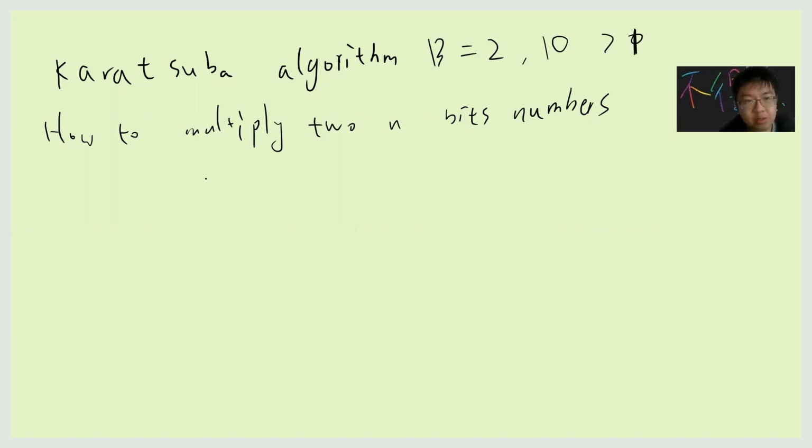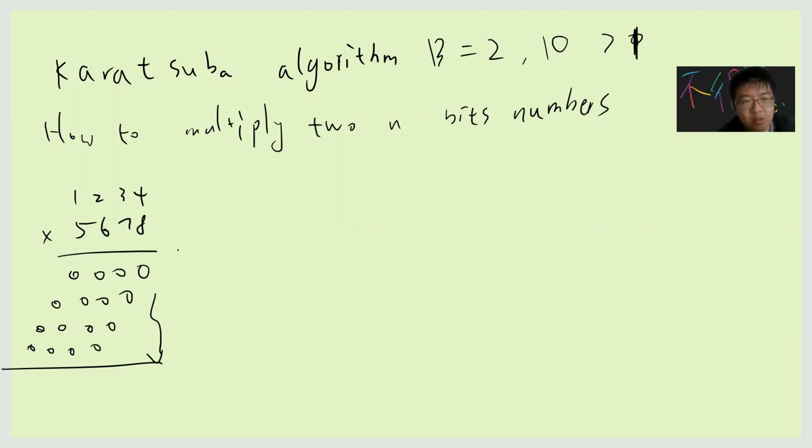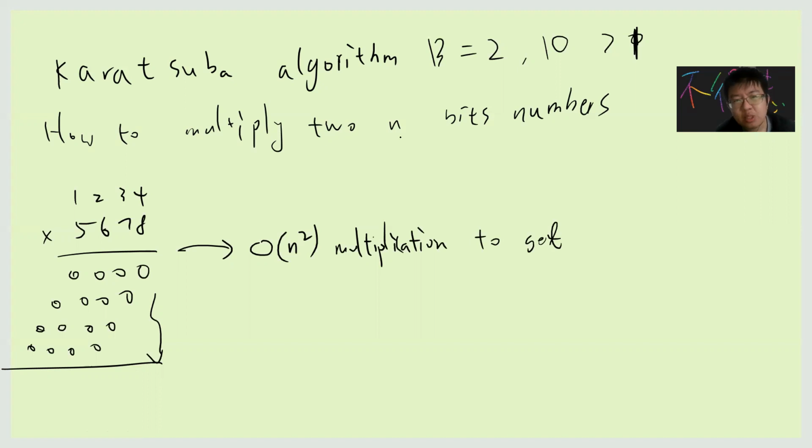Let's go back to your high school. If you want to multiply these numbers, you find the partial products, and then you do the addition. In total you will take O(n^2) multiplications, where a multiplication is to get the results. Why 2 n bits? Let's say you get n1 and n2, then you can just choose the max of n1 and n2 to be n, so that you can transform this question into 2 n bits.